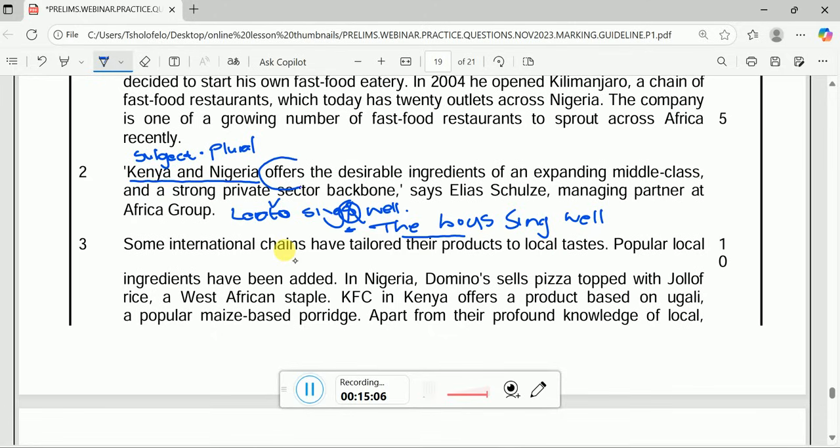Therefore, our verb, it says what? Offers. So Kenya and Nigeria offers there. You can even hear, when I pronounce the sentence out, that something doesn't sound right. Kenya and Nigeria offers. Unless we say Kenya offers, then it makes sense, because the subject is in a singular form, therefore the verb will carry S. But now if you say Kenya and Nigeria, we need to omit this so that we remain with offer, simply because the subject is in a plural form.